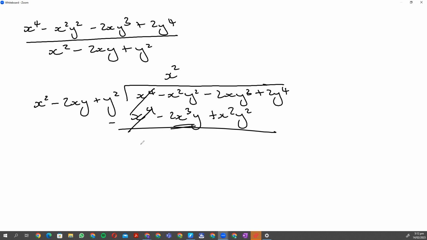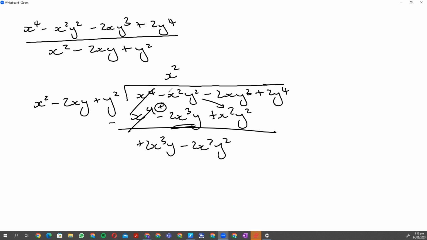So that'll become positive 2x cubed y, because negative goes into negative, making this a positive. And this will subtract with this, becoming negative 2x squared y squared. So the first term and the second term of whatever I'm dividing into has been used.